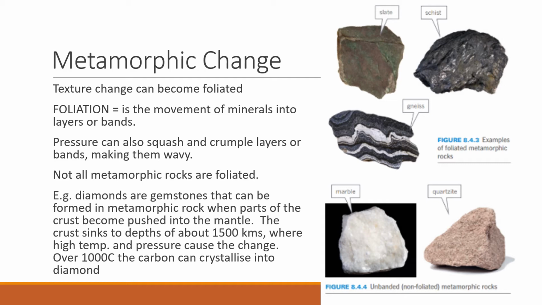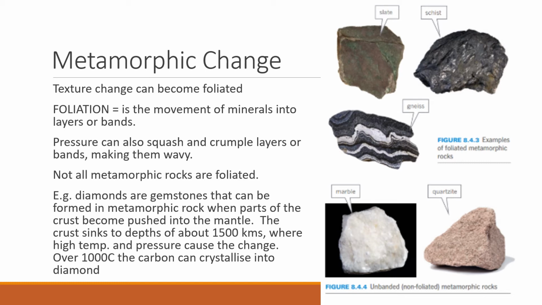Not all metamorphic rocks are foliated. For example, diamonds are gemstones that can be formed in metamorphic rocks when part of the crust becomes pushed into the mantle. The crust sinks to the depths of about 1,500 kilometers, where high temperature and pressure cause the change. If the temperature is over 1,000 degrees Celsius, the carbon can then crystallize into diamonds. So that's how the process of diamonds occurs.